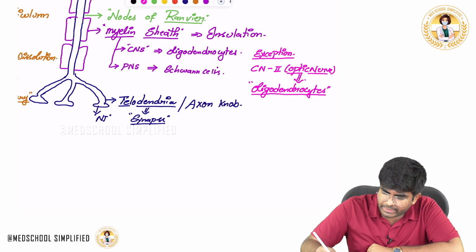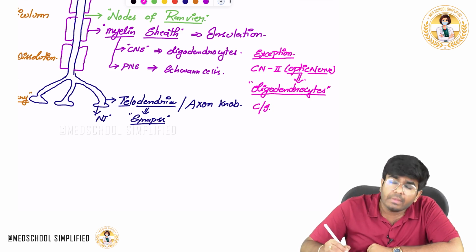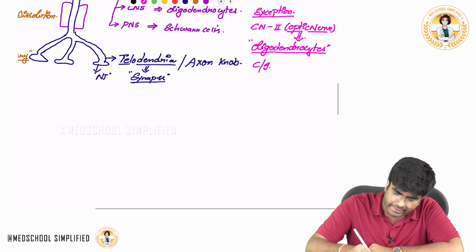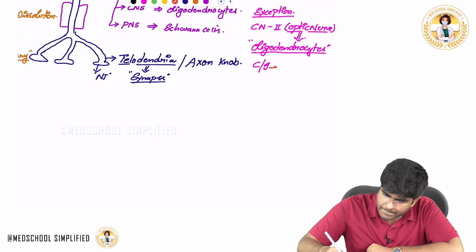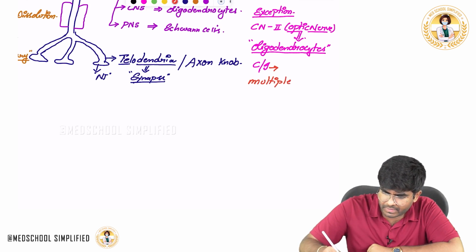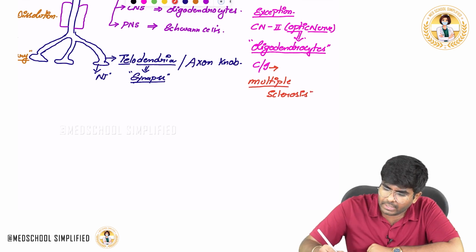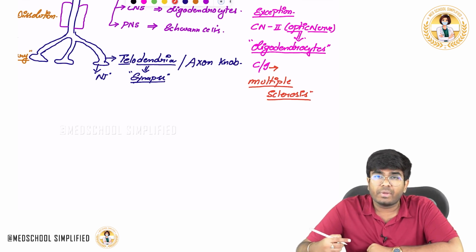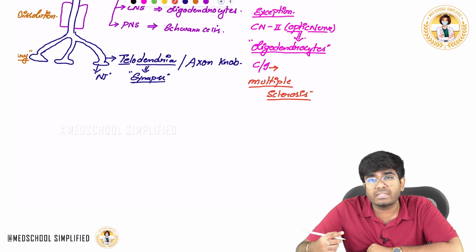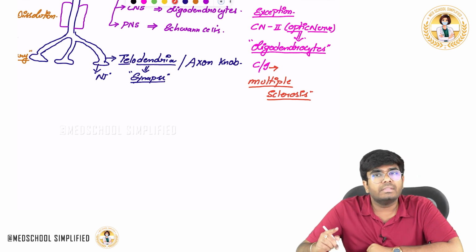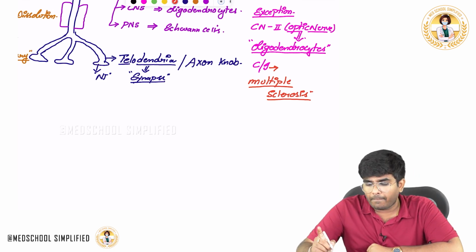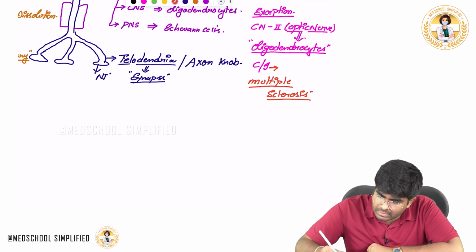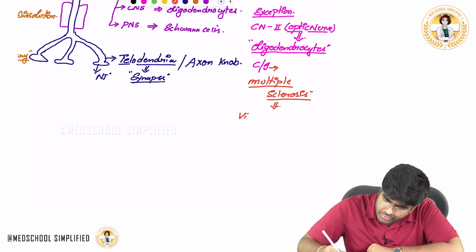Okay, so that's why in a condition called multiple sclerosis, okay, in multiple sclerosis what happens? In multiple sclerosis, the myelination will be affected. Okay, the antibodies are produced against the oligodendrocytes. The myelination in the central nervous system will be affected. But in multiple sclerosis, the patient is going to have visual problems.